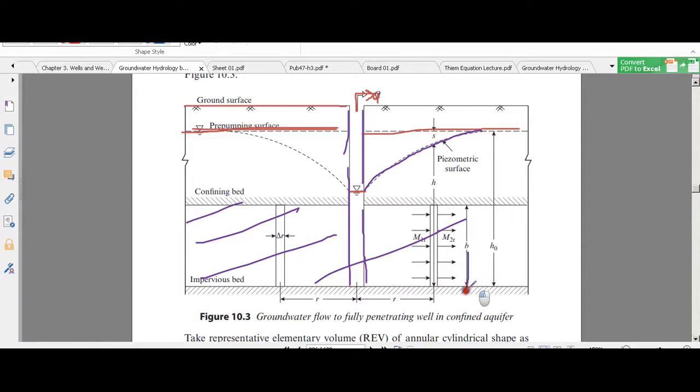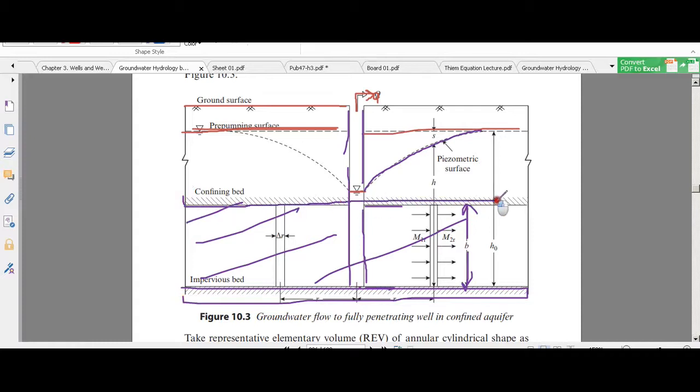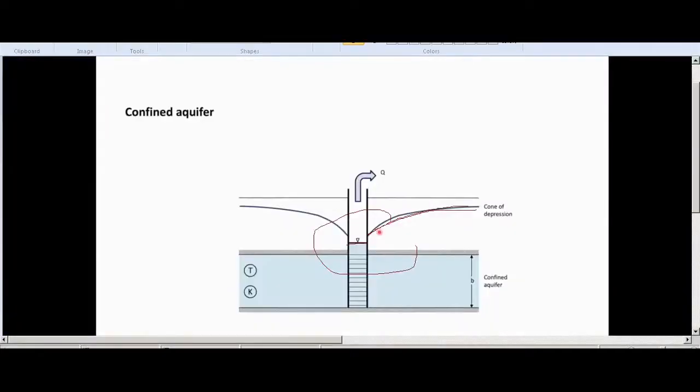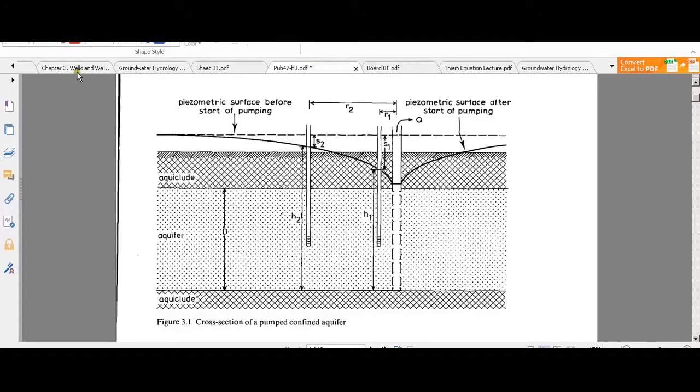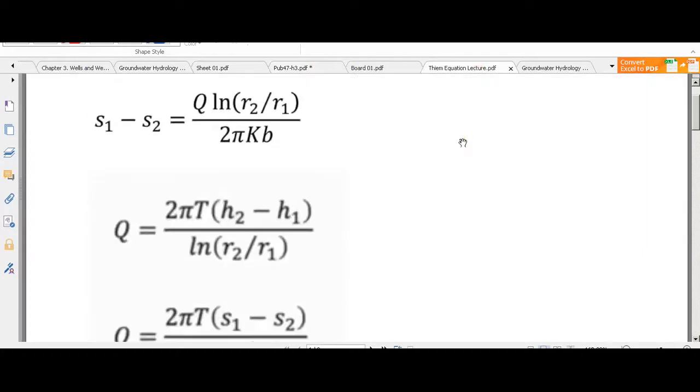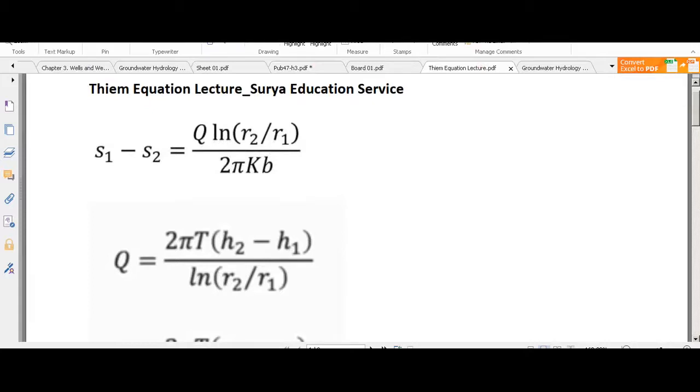So you can see that this is the width, or you can say the thickness of the aquifer, because this aquifer is very well confined because of these confined layers. One layer is here, this is one confined layer, and this is the other confined layer, right? Now I am going to focus on the calculation sheet. Basically this is the equation, this is the basic Theis equation.